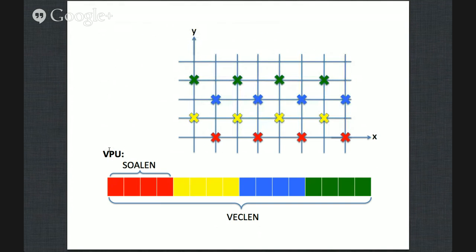Here's a picture to explain the data layout in the cache or in the vector processing unit. The vector length is 16 and the SOA length is 4 in this case. So we see that in the x direction there are 4 data stored contiguously, followed by the y direction increased by 1, and by 2, and by 3.